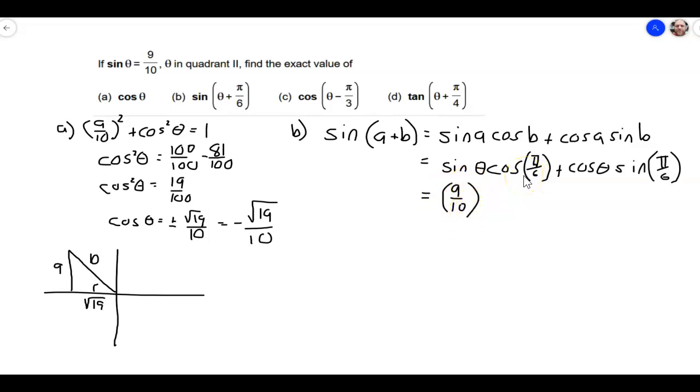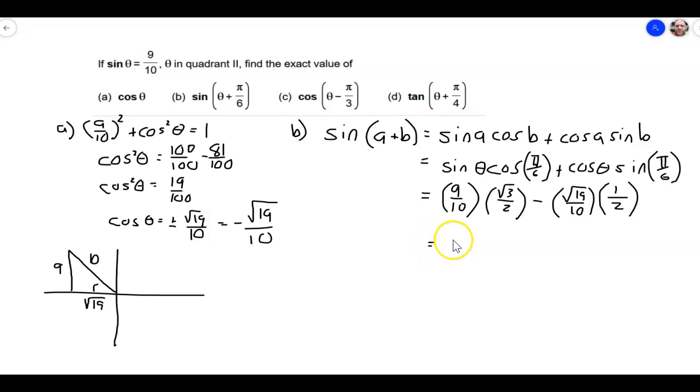The cosine of pi over 6, if you look at your unit circle, we should know that that's the x value at the pi over 6 angle, so that's root 3/2, square root of 3/2. All right, and plus the cosine of theta. So the cosine of theta is this, so that's actually going to be a minus square root of 19/10 times the sine of pi over 6. So that's the y value there at the pi over 6, the 30-degree angle. So that will be 1/2.